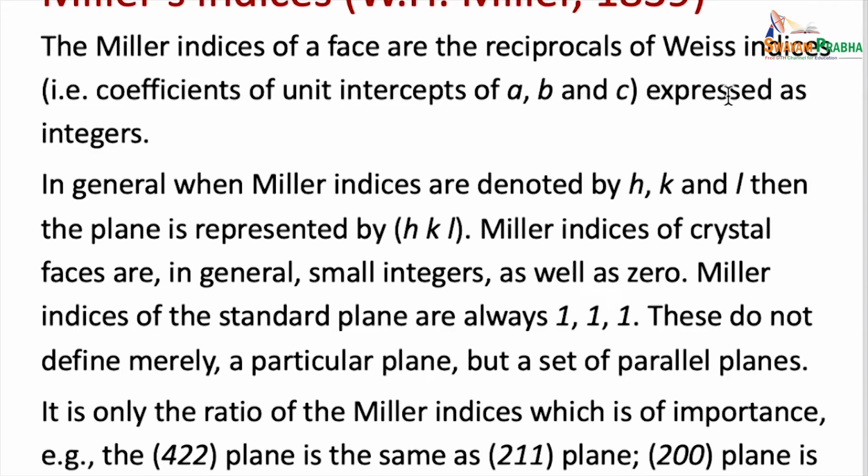What were the intercepts which the plane was making with the crystallographic axes? They were nothing but the Weiss indices. So the Miller indices of a face are the reciprocals of the Weiss indices, which have been expressed as integers. In general, when Miller indices are denoted by h, k, and l, then the plane is represented by (h k l) within brackets. Miller indices of a crystal are in general small integers as well as zero.